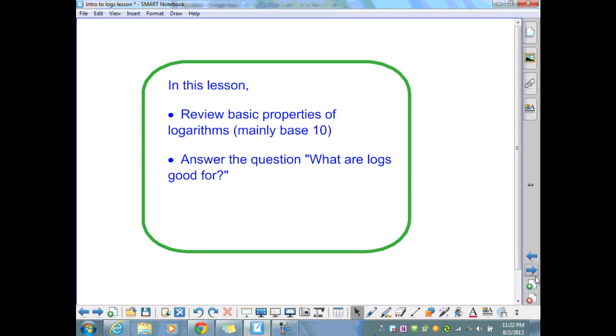In this lesson, we will review basic properties of logarithms, mainly logarithms to the base 10. And we will also answer the question, what are logs good for? I know this is a topic that baffles a lot of algebra students, and I hope that this presentation will bring some clarification to this subject.